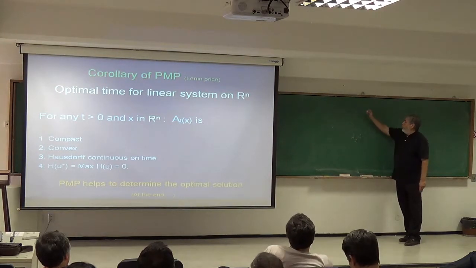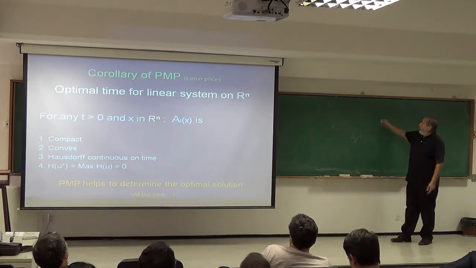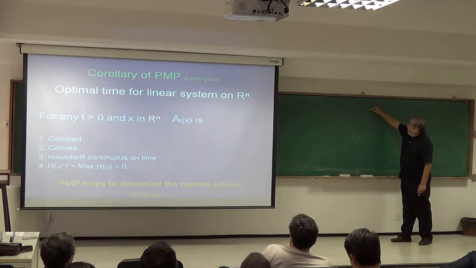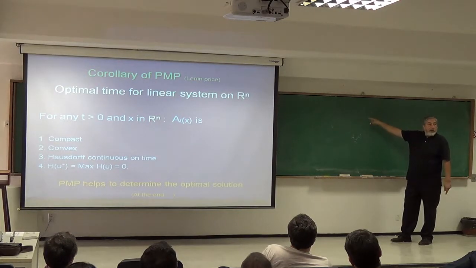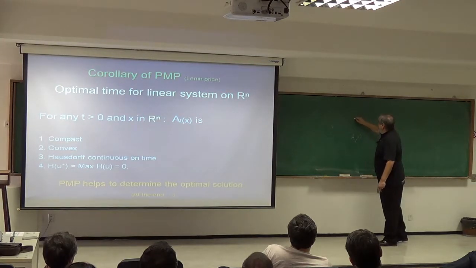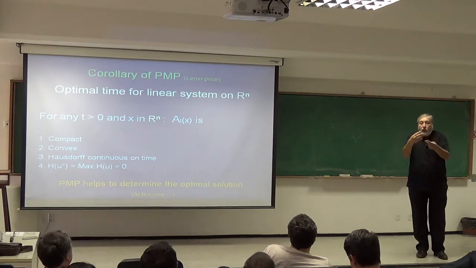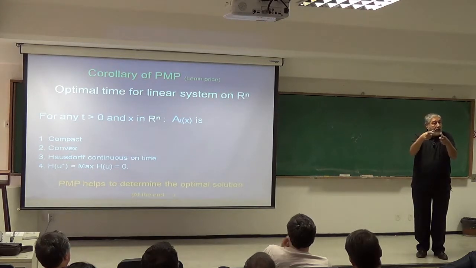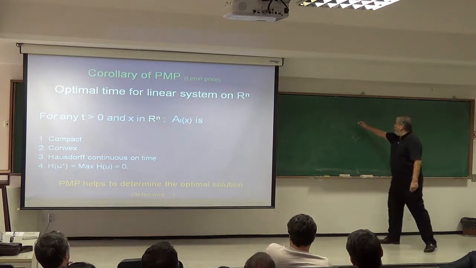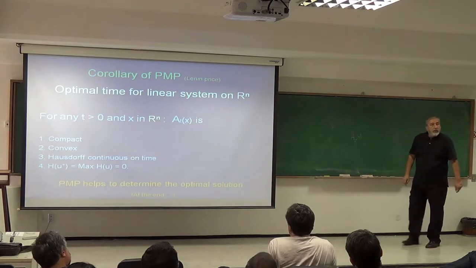Assume this is the optimum time. So, what are the possibilities for your y? Of course, y cannot be outside of the set. But also, it cannot be inside. Why? Because you deform continuously, so it is an open set. So the only possibility for this point is to belong to the boundary.